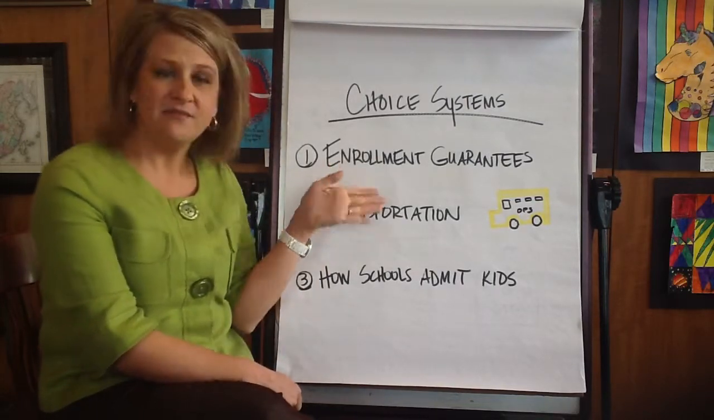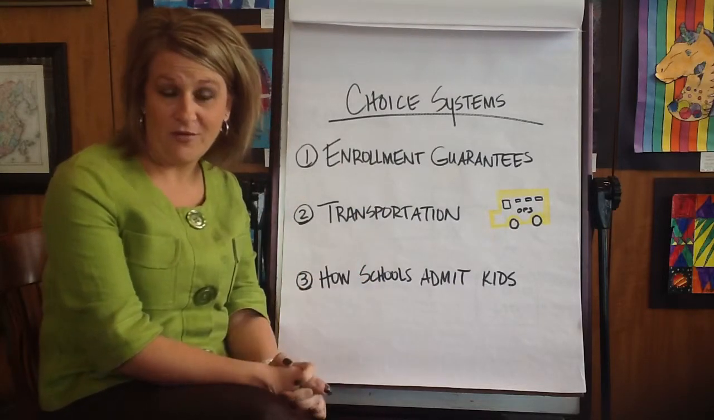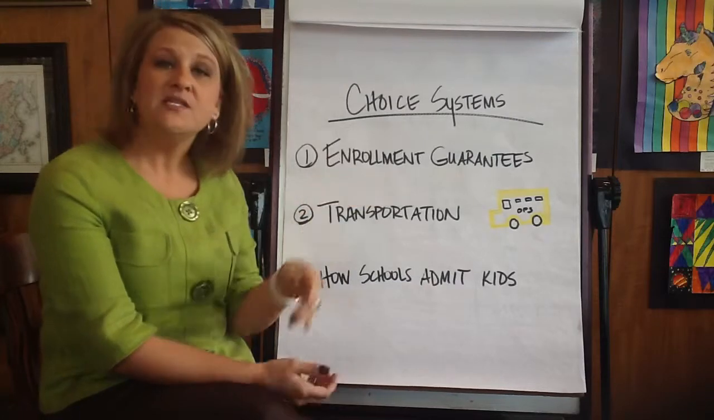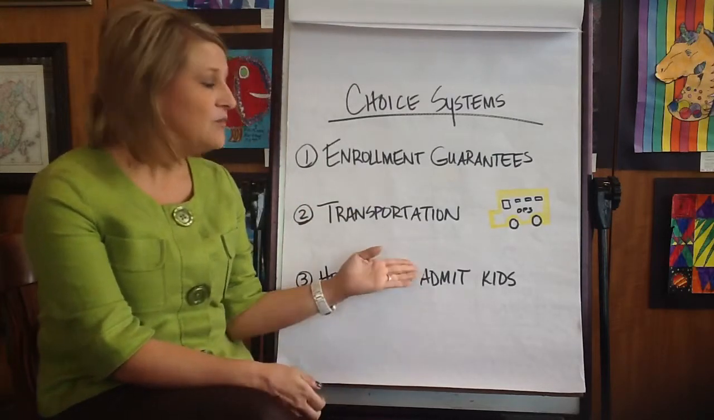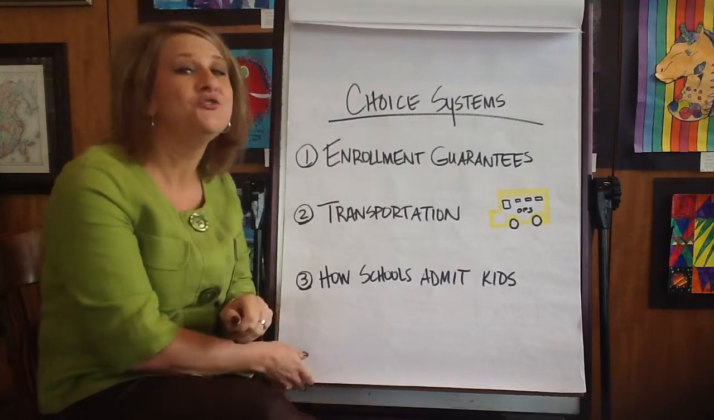So choice systems have 3 main components to them, and this is any enrollment system anywhere within the U.S., right? The first one is enrollment guarantees. The second one is the transportation that's offered, and the third one is how schools admit kids to their school.